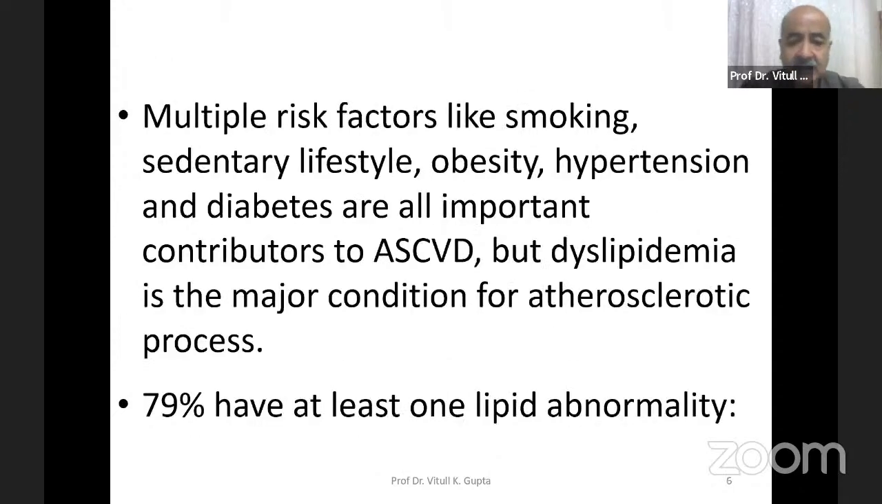Multiple risk factors, the conventional risk factors like smoking, sedentary lifestyle, obesity, hypertension, and diabetes are important contributors to atherosclerotic cardiovascular disease, but dyslipidemia is a major condition for the atherosclerotic process which needs to be addressed, and that is what we are going to do today. About 80% have at least one lipid abnormality.